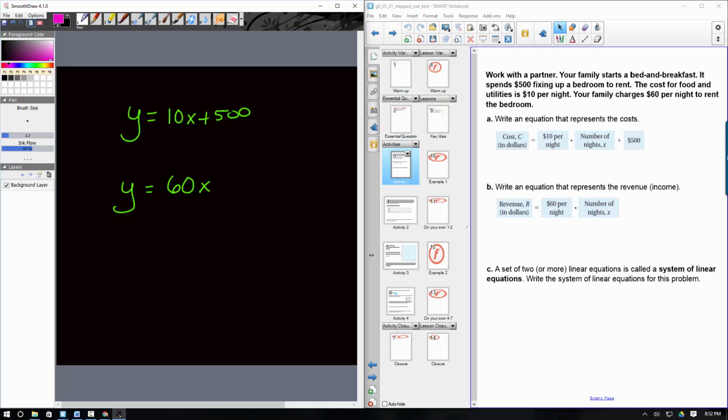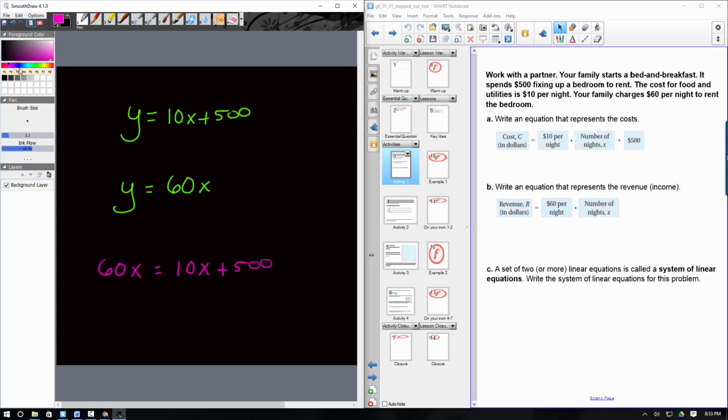You notice they're both equal to y. So if I know y equals 60x, I can plug this in for y. Vice versa, I know that y equals 10x plus 500. I can set this value in for y. So we're just going to substitute one of these values. So I'm going to do 60x equals 10x plus 500. And I want to solve for x.